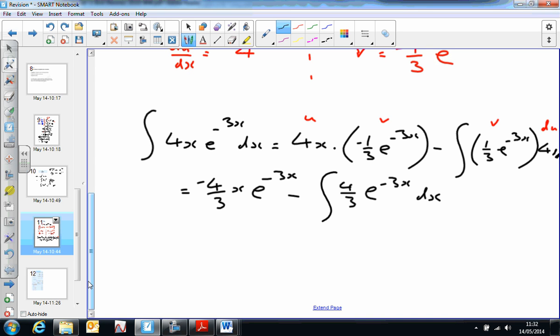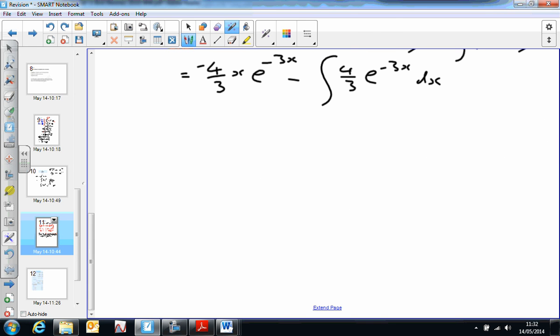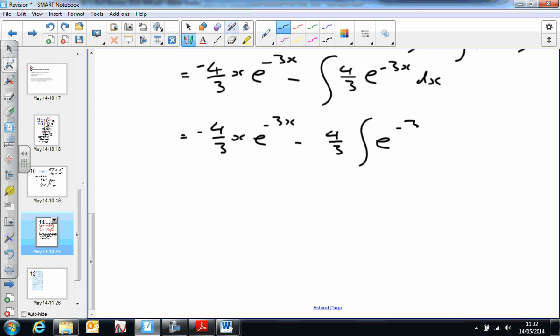And we're left with this, what we can do. This x in the original integral here has disappeared now, so it's basically just got a standard integral to do. The 4/3 could come outside the integral and it's just the integral of e to the minus 3x. Minus 4/3 integral e to the minus 3x dx. Leave yourself with your standard integral, so you can now look at your table.